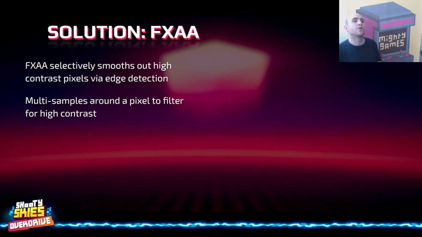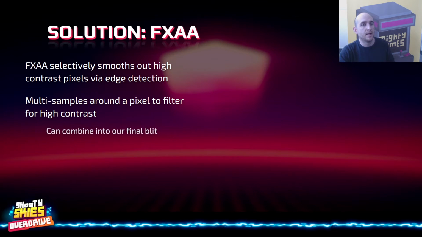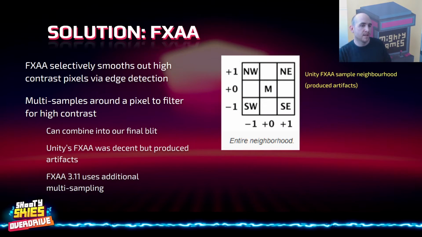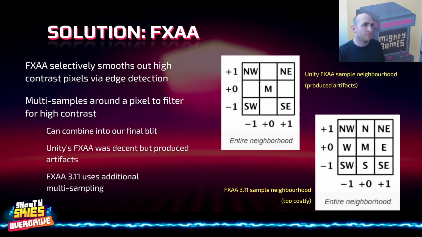The solution that we ended up finding that worked for us was to use fast approximate anti-aliasing, which selectively smooths out high contrast pixels via edge detection. It's essentially multi-sampling around a pixel to filter for high contrast and then performing a blend operation on that. But the great thing about fast approximate anti-aliasing is it can be combined into our final blend. It doesn't need another pass prior to doing the blending. We found that Unity's approach was decent but produced artifacts. And the current standard, FXAA 3.11, uses additional multi-sampling, and just like blur, the more multi-sampling you have, the more expensive it can be. So we needed to find our own custom solution to this, and we'll start to talk about that next.